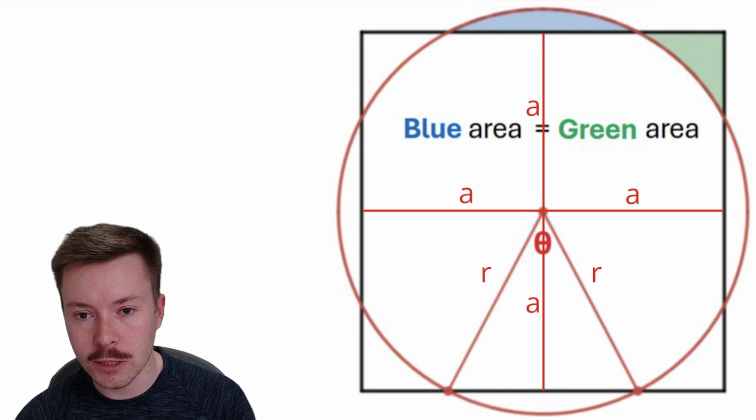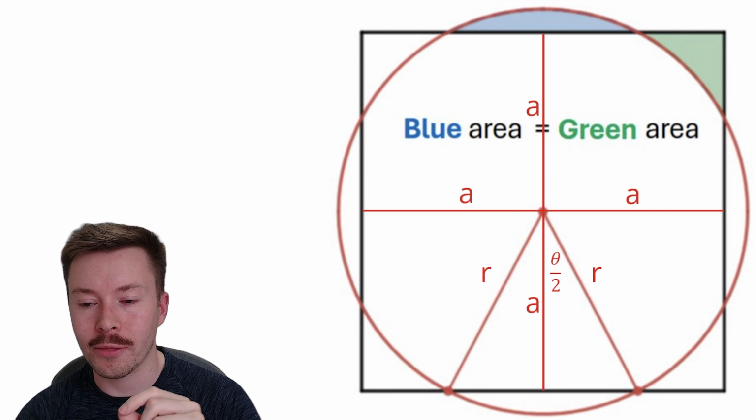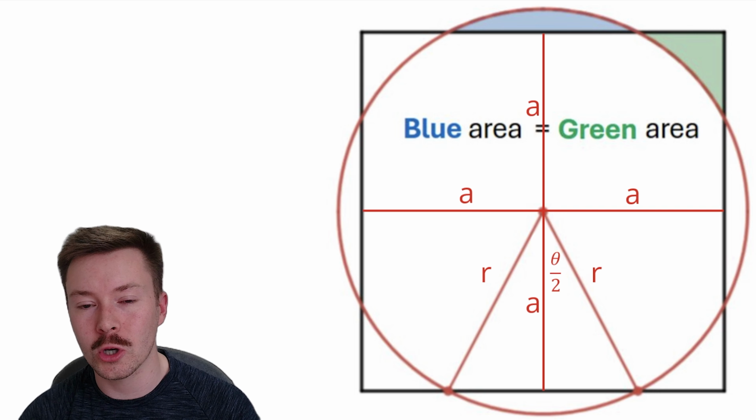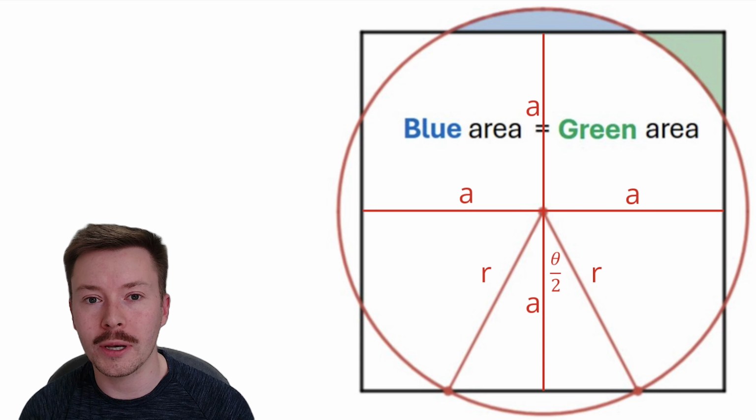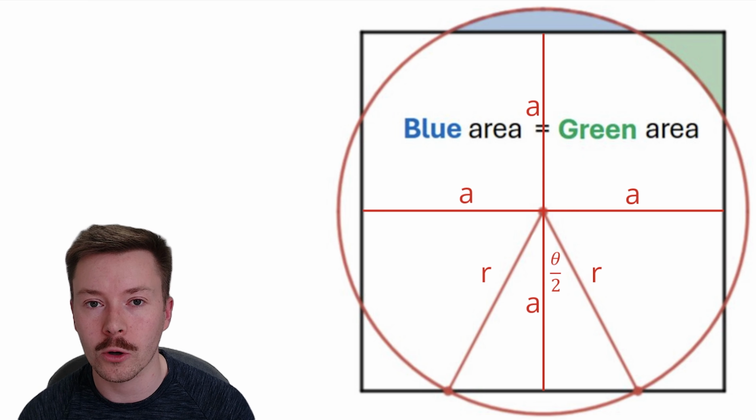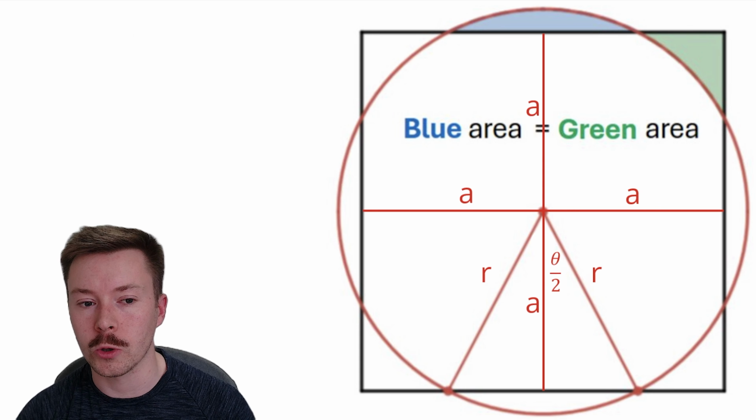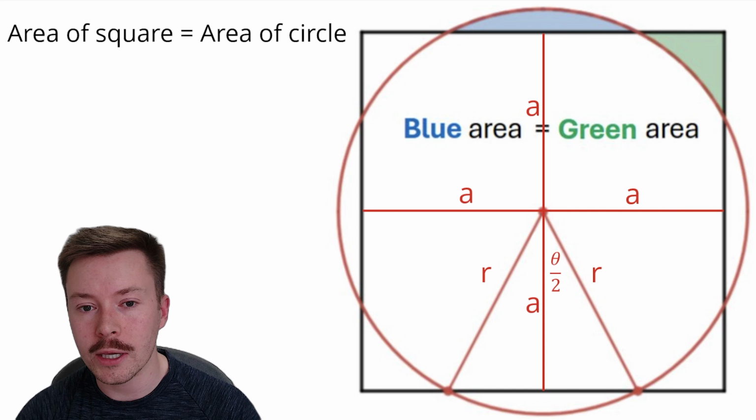Now the next bit is that this angle is going to be theta over 2, because I've dropped a perpendicular from that center to the base of the square, so it's going to halve the angle theta to theta over 2. Now this bit is important.